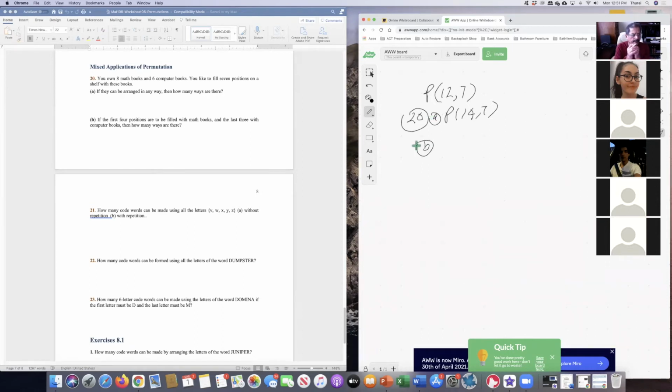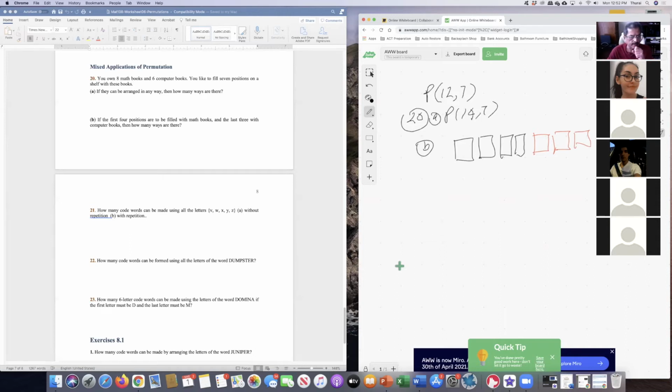Part B says if the first 4 positions have to be filled with math books and the last 3 have to be computer books, then how many ways are there? Okay, so for the math books, the first 4 places have to be used for math. So let's use 4 boxes for the math. I'm using the box method first, but you can also do it as a permutation. But let's do it with the box first. And then the remaining 3 positions are going to be computer books. So that's what those are. And then you need to decide how many ways there are to fill them.